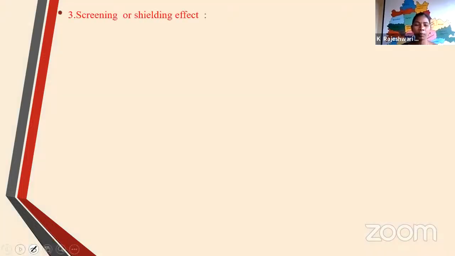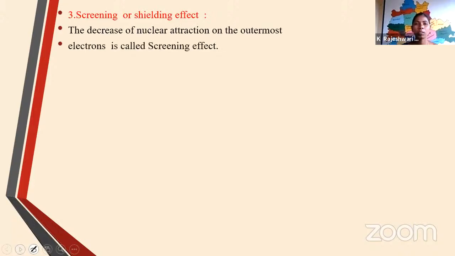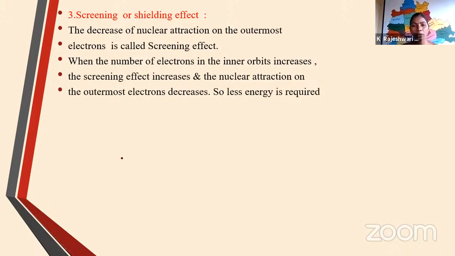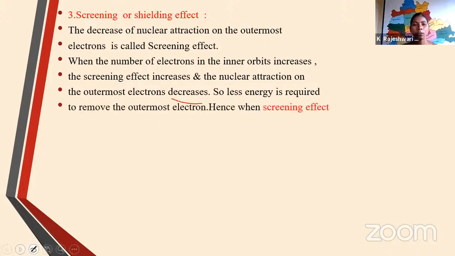Now let us see about the third factor. What is screening effect? The decrease of nuclear attraction on the outermost electrons is called the screening effect. When the number of electrons in the inner orbit increases, the screening effect increases and the nuclear attraction on the outermost electrons decreases. So less energy is required to remove that electron.